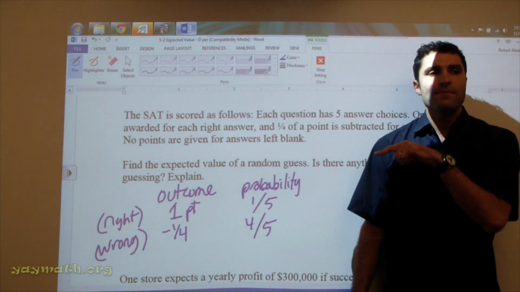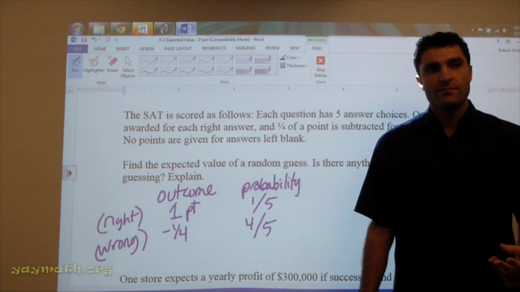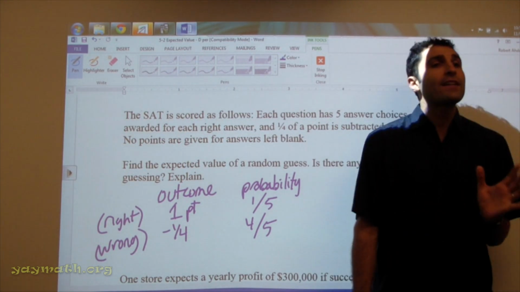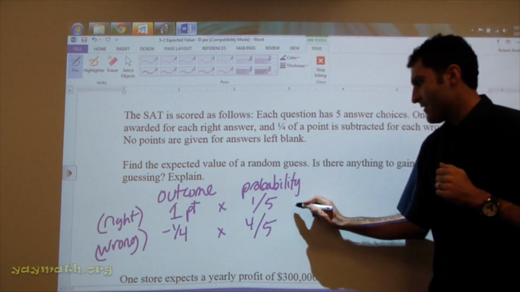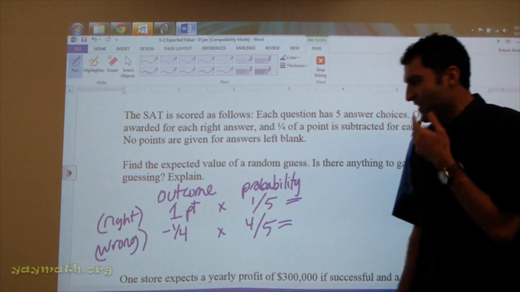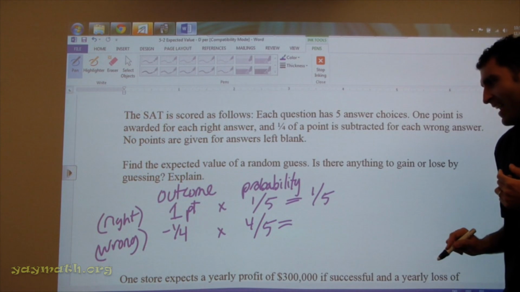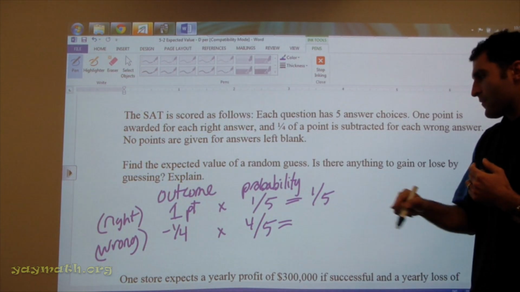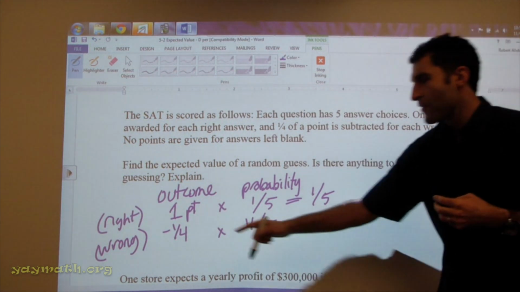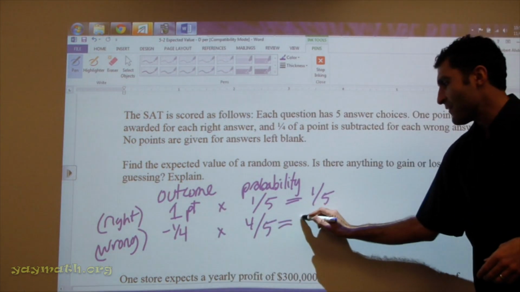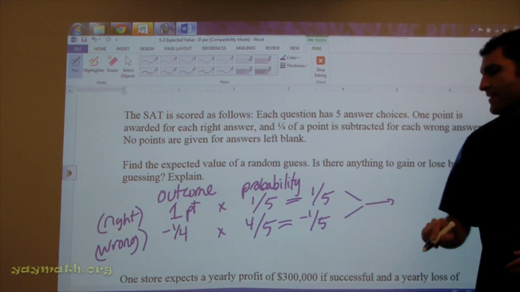And now, through this math, we're going to decide what's the average amount of points you would get over time from randomly guessing. Okay, let's see it. So 1 times a fifth, and now negative 1/4 times 4 over 5 is, the 4's cancel, negative 1/5. Add them together, and you get 0.